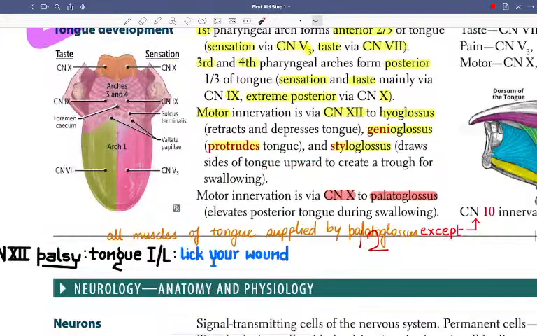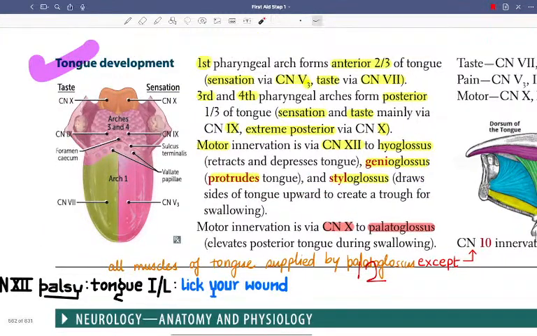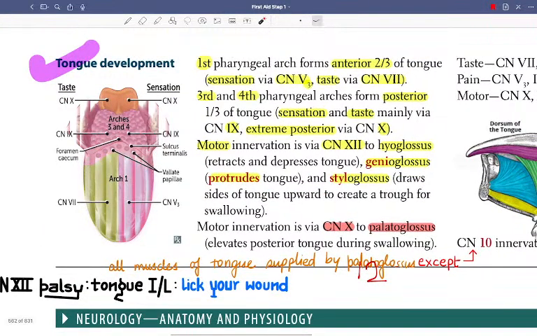First we go with the sensations. The anterior two-third of the tongue is from the first pharyngeal arch. First pharyngeal arch, mandibular nerve. So sensation is mandibular.